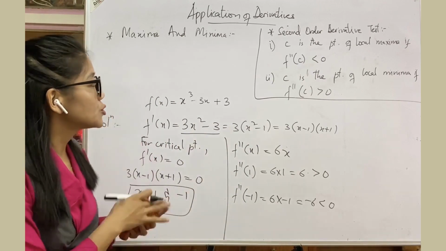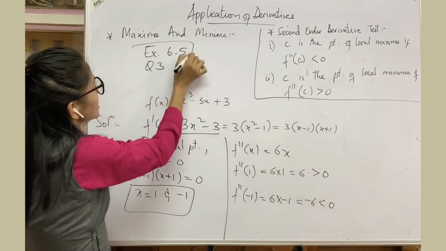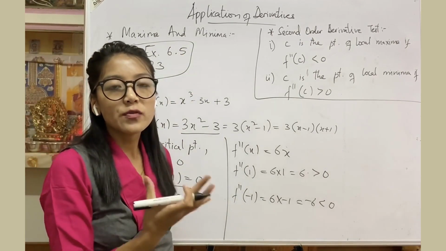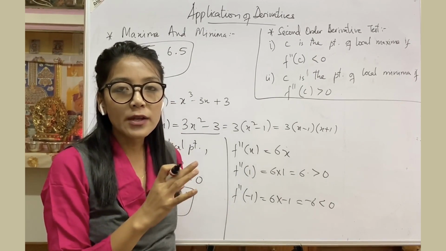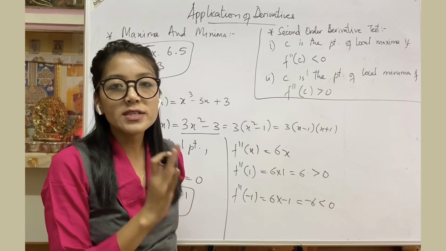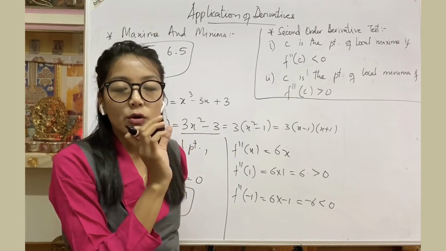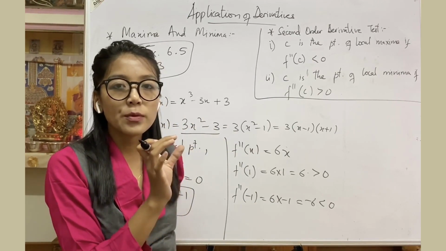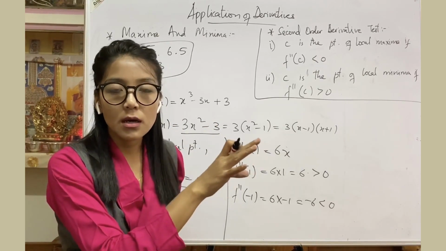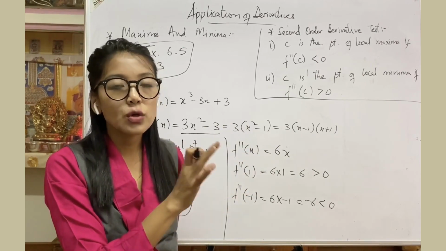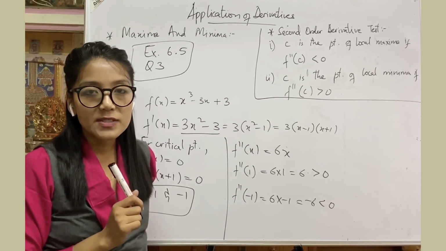So today you will do this exercise 6.5, question number 3. In question number 3 you are given a few functions, and for these functions you will find the local maximum and local minimum values using both the first derivative test and the second derivative test. You will use both to solve one question. First you find the local maximum and minimum value using the first derivative test, and then the same question is to be repeated using the second derivative test.